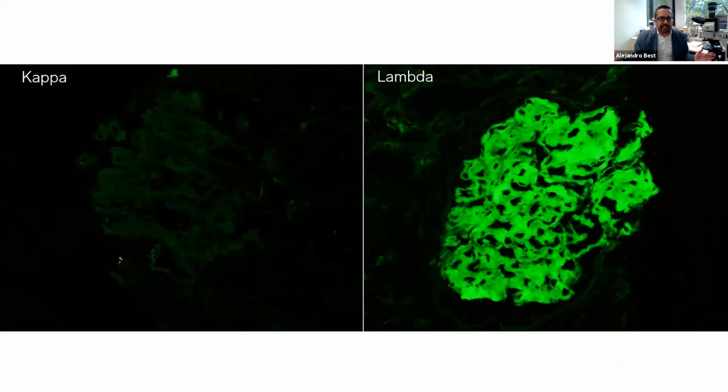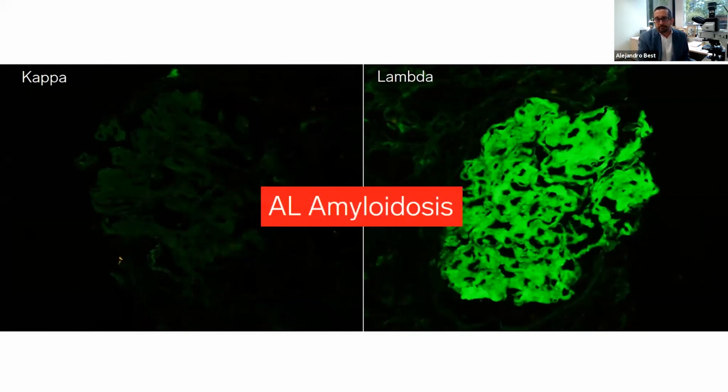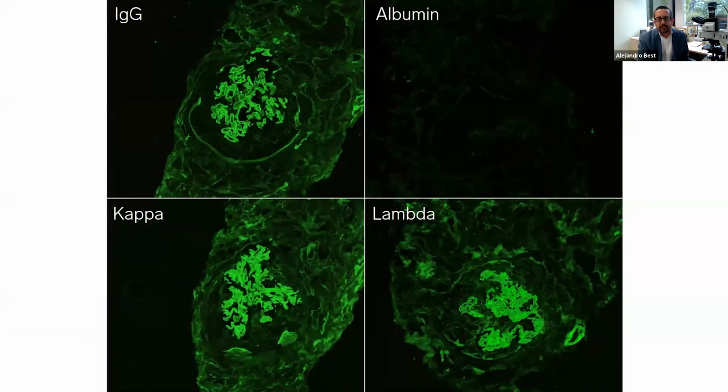If all my stains are negative, but I do have positive lambda smudgy staining in the mesangium and capillary loops, well, highly likely this is going to end up being an AL amyloidosis case. So even at this point, I can make sure I have a Congo red ready by the time I see my light microscopy, because I will need it. But I'm almost certain that it's an AL amyloid.